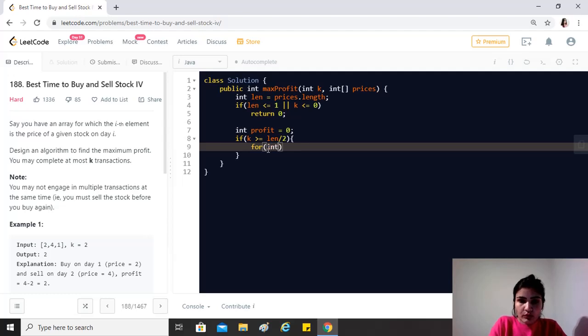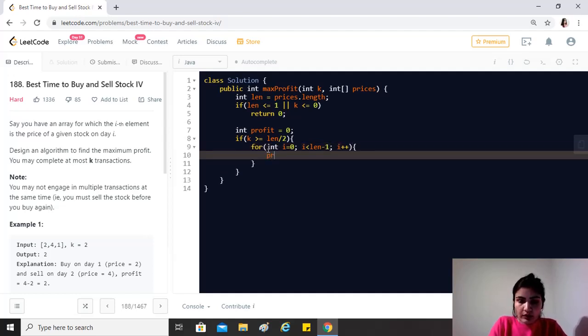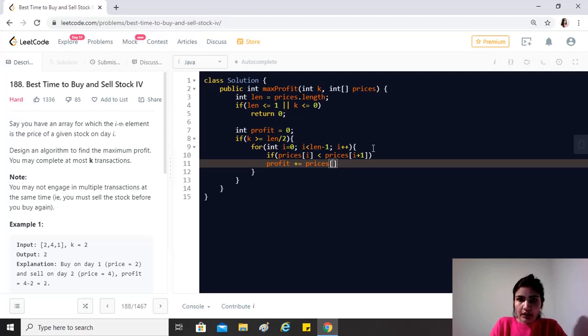So we'll just move through the array, i less than len minus 1, okay, i plus plus, and then to the profit we'll just add prices. Oh, we'll have to check that if prices of i is smaller than prices of i plus 1, right? So the next day, the price is more than today. So we make a transaction, right? So we'll just say that, okay, then prices of i plus 1 minus prices of i, okay?